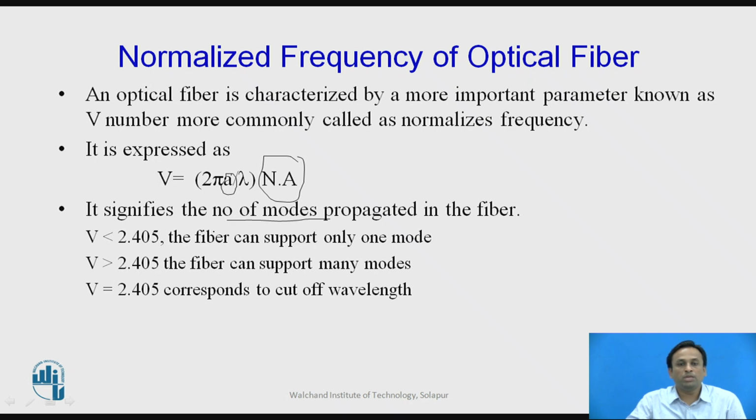When V is less than 2.405, the fiber can support only one mode, and that is known as a single mode fiber, SMF. But when V is greater than or equal to 2.4, the fiber can support many modes. It is known as a multi-mode fiber. And V equals 2.4 corresponds to the cutoff wavelength. So there are two fibers: one is the single mode fiber and the second one is the multi-mode fiber.